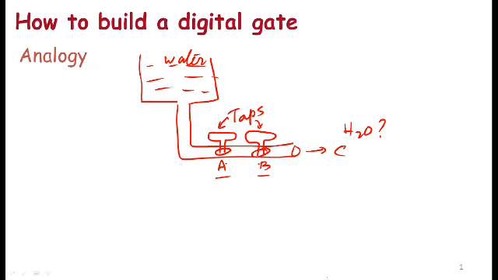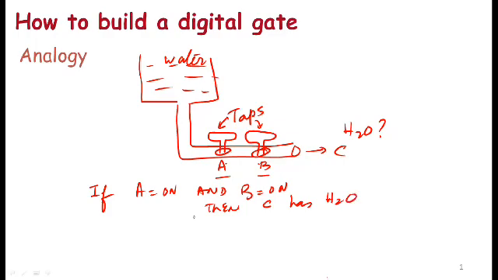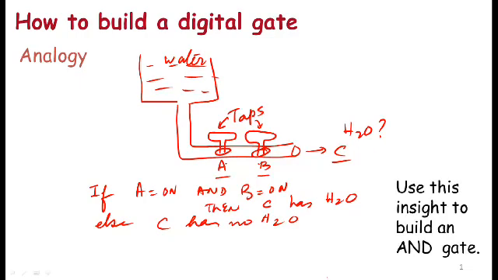So I can write this into some kind of an equation in the following way. If A is on and B is on, then C has water. But if A and B are not both on, then C has no water. So if A is on and B is on, then C has water, but if either one of them is shut off, then C will have no water. I'm going to use this insight to build an AND gate.